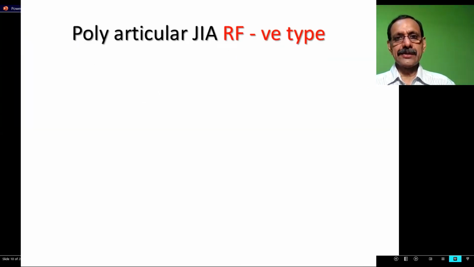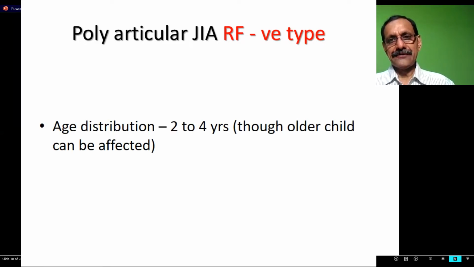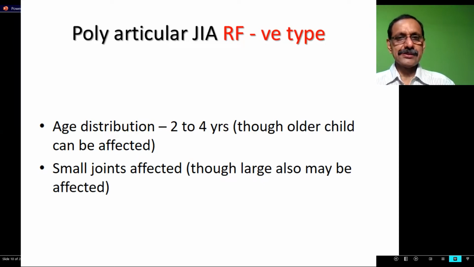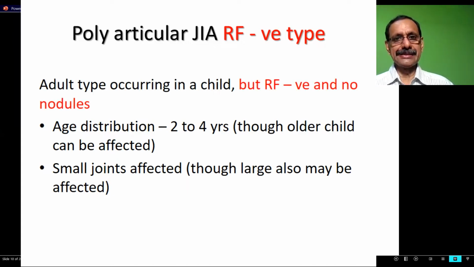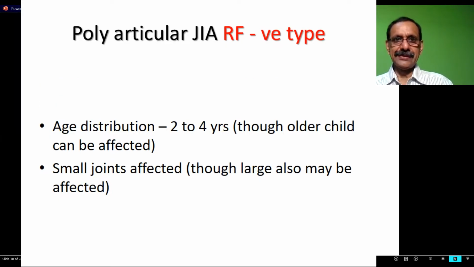This is the polyarticular type only, but here the rheumatoid factor is negative, which means it affects children of a younger age group because it is different from the adult type. So the younger age group, toddler age group children, are affected. And in addition, the rheumatoid factor is negative and rheumatoid nodules are unlikely. So that is the difference between these 2.